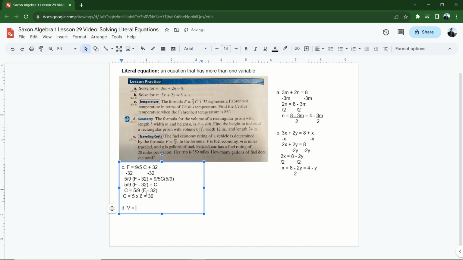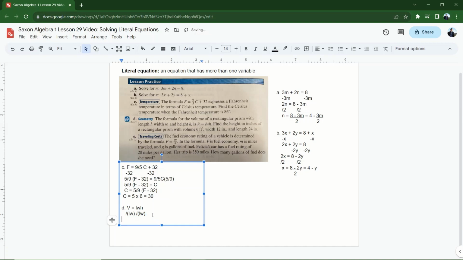But first, we have to deal with this. Volume equals length times width times height. But we're solving for the height, so we should get H on a side by itself. What am I going to do? I'm going to divide both sides by LW. I should say it's the quantity LW, so it looks more like this. That might be a little clearer what we're doing. I don't know if I have to do that, but I'm going to put those in parentheses there.